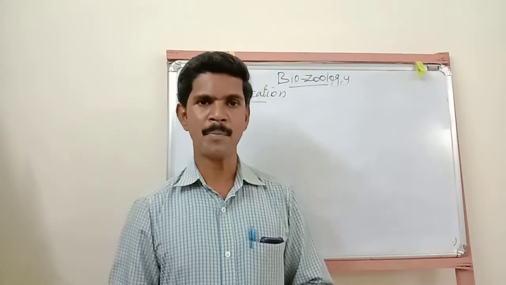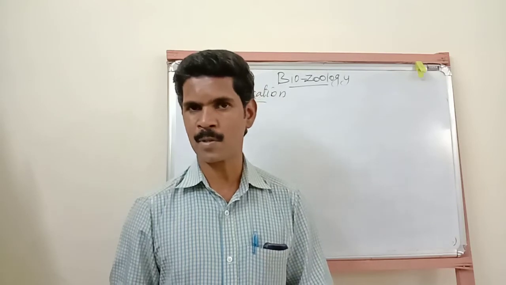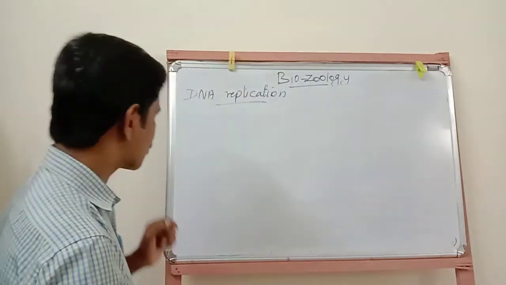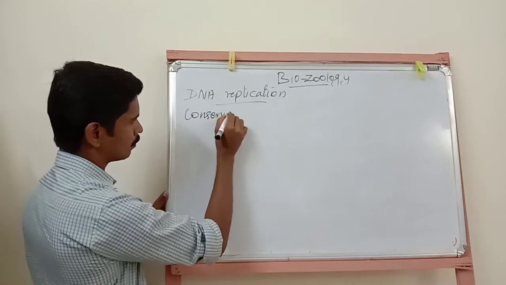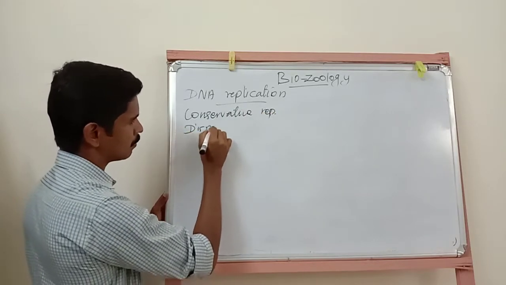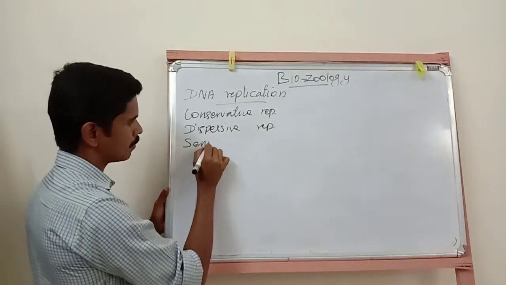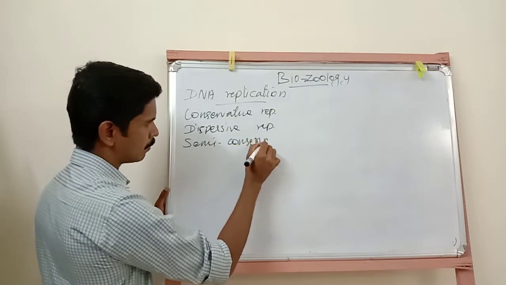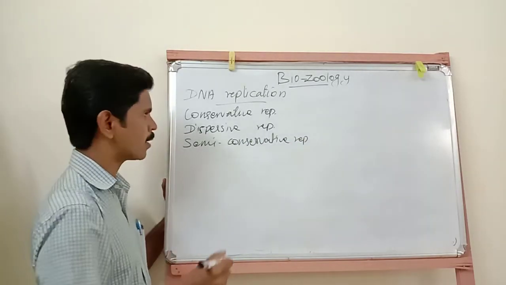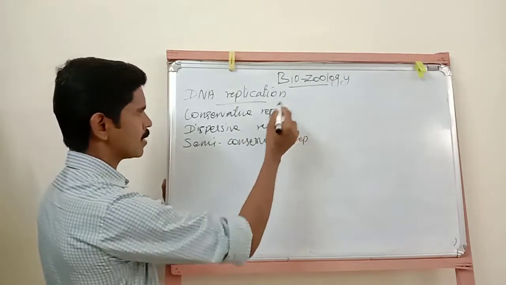Do all of you understand? The next point about DNA replication is that there are three types of replication process. One is the conservative replication process, the second is the dispersive replication process, and the third is the semi-conservative replication process. So first I will explain the conservative replication process.